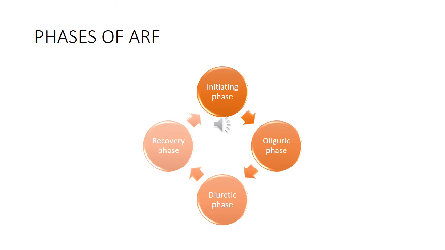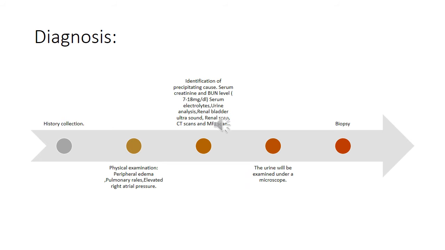After this, the patient can be easily recovered. When it is identified at the early stage, it can be easily recovered. When it cannot be identified at the early stage, it will finally lead to chronic renal failure. How can we diagnose AKI? By history collection. How?